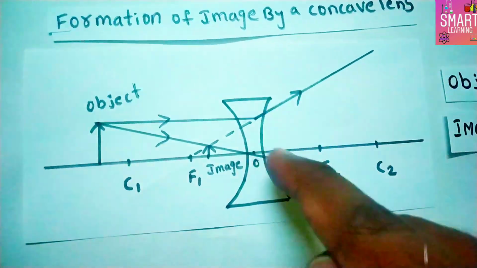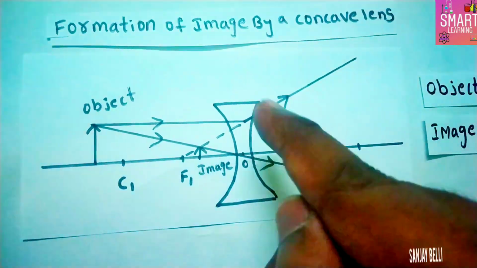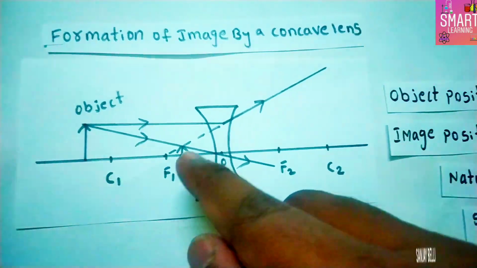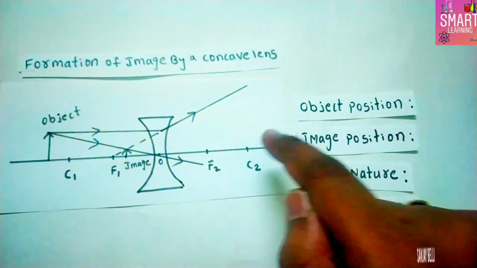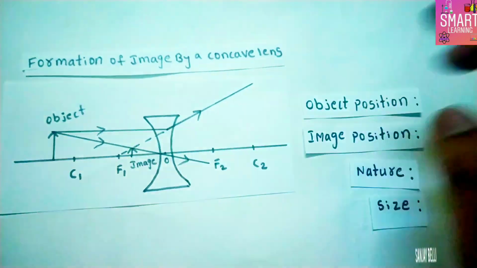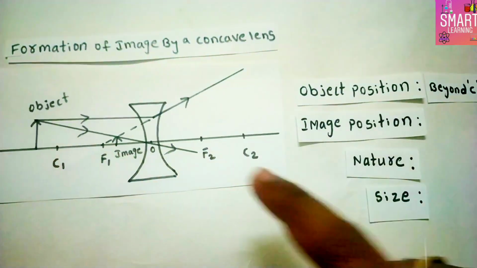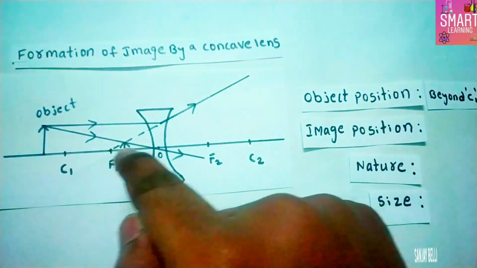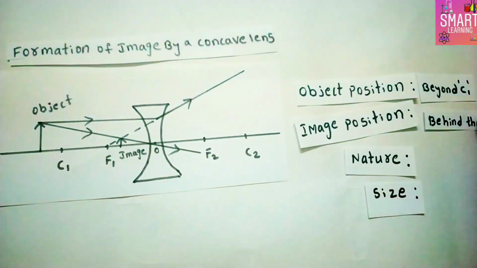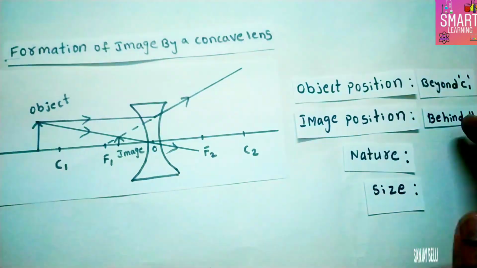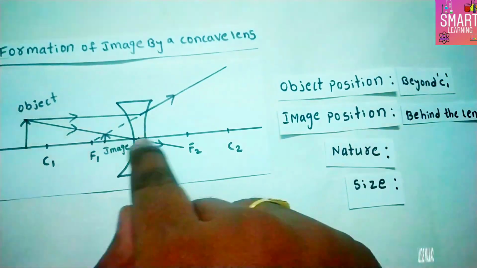So a concave lens always forms a virtual erect image. That means the image always forms inside the lens itself. Now from here you can observe, what is the object position? The object is placed beyond C. Where is the image obtained? The image is obtained behind the lens, inside the lens, and it is between O and F.